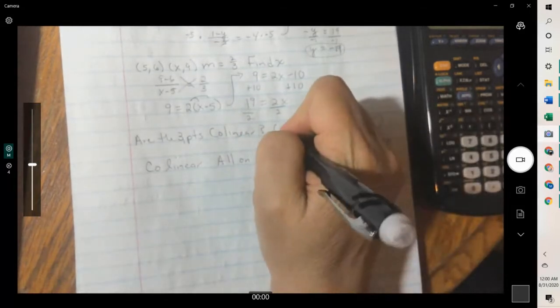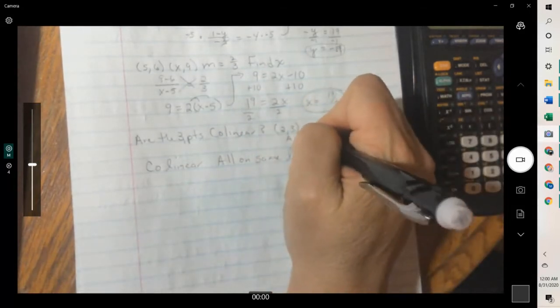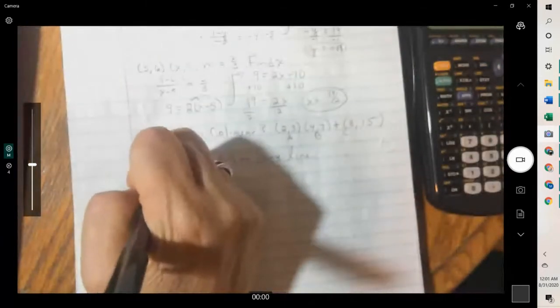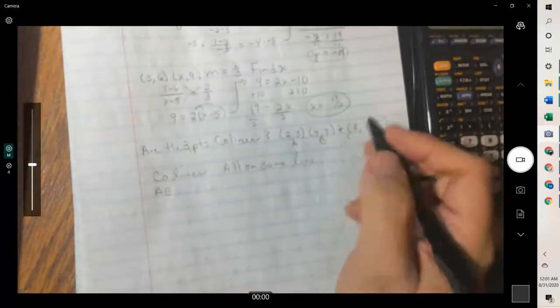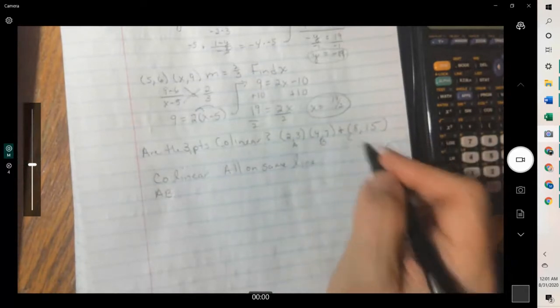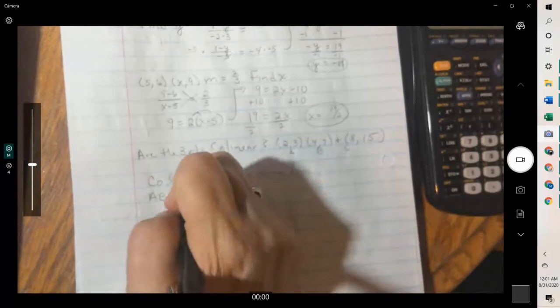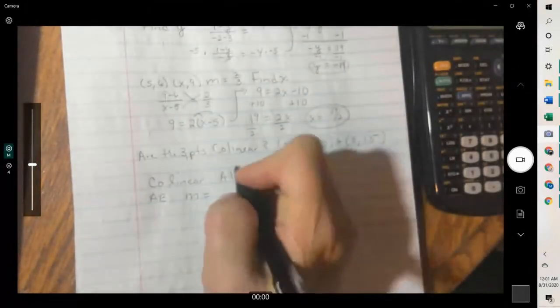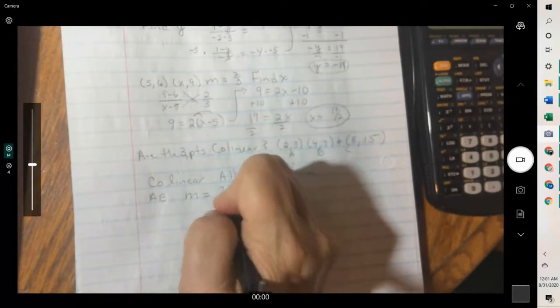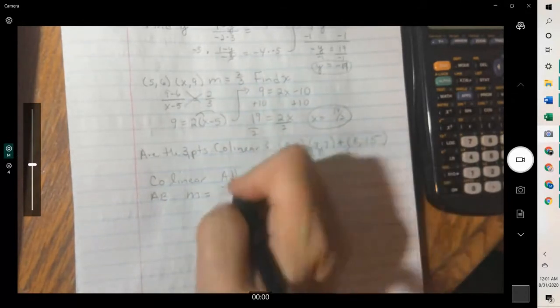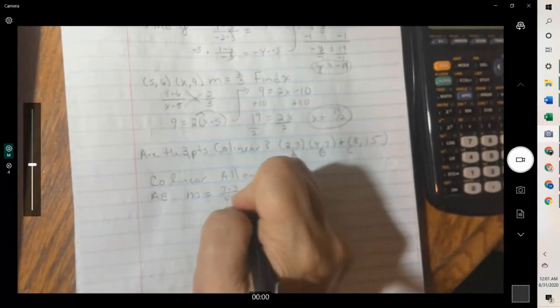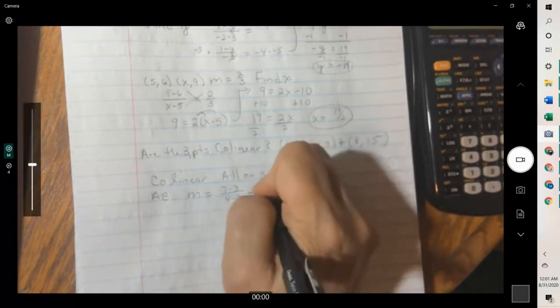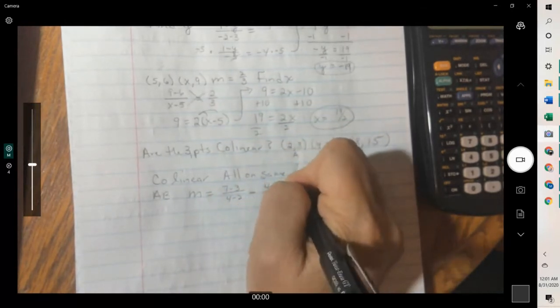So if we label these A, B, and C, we'd need to find the slope of AB, BC, and AC. So first finding the slope of AB. These two. 7 minus 3 over 4 minus 2. 7 minus 3 is 4 over 2, which is 2.